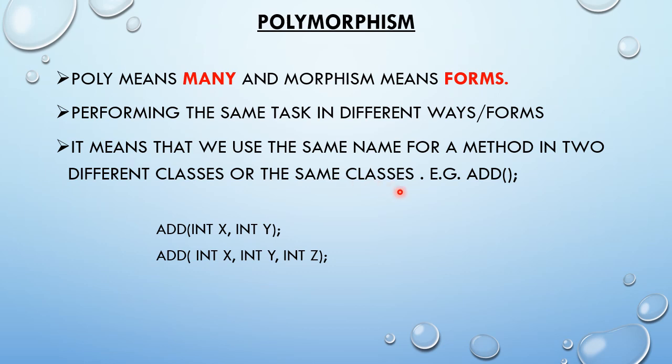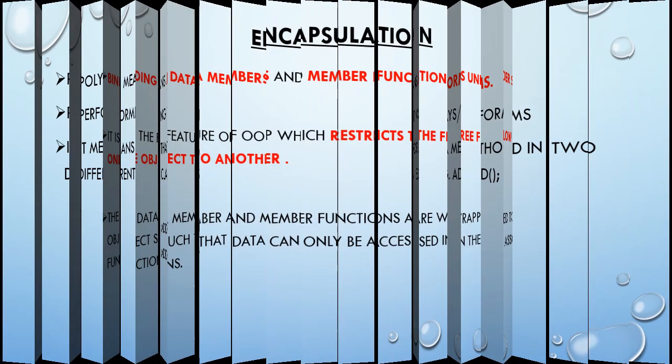When you use the same method in the same class, like add, this when you use in the same class, we call it method overloading or function overloading. But when you use two different classes but the function name will be same, that is called function overriding or method overriding. Fine. Now the last one.